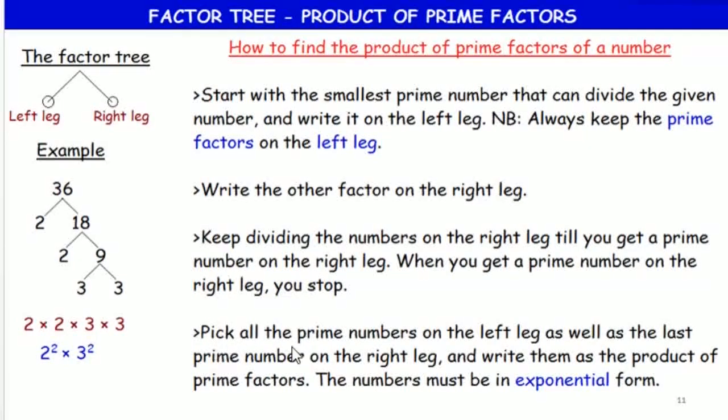Then afterwards we pick all the prime numbers on the left leg as well as the last prime number on the right leg and write them as the product of prime factors, right? So since we are going to end here, we are going to pick all the prime factors here, right? So all the prime numbers on the left leg plus the last prime number on the right leg here, and then you are going to multiply them, right? You are going to write them as a product of prime factors, right? So you are going to have 2 times 2 times 3 times 3.